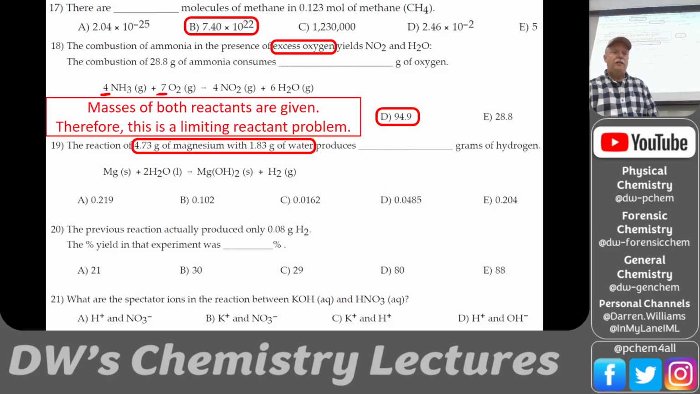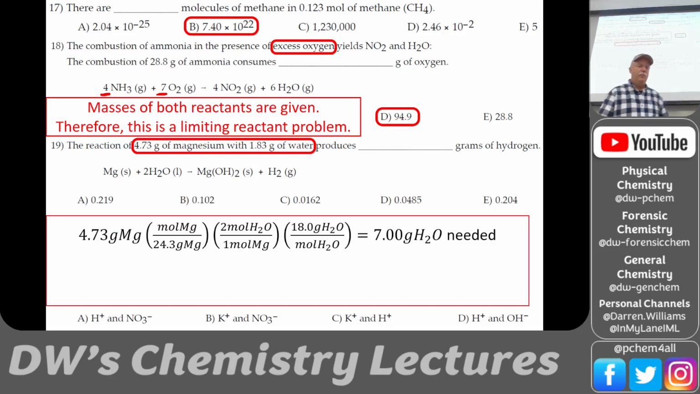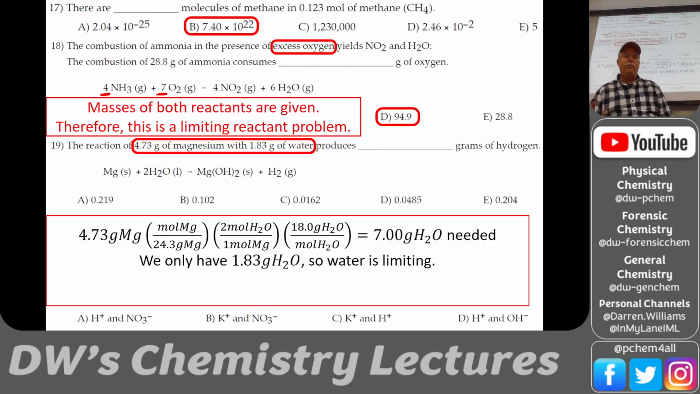Both masses of both reactants are given, therefore it's a limiting reactant problem. So I'm going to go from magnesium down the magnesium column, if you're picturing the table, and then up the water column, the other reactant, and see how much reactant I need. So I've got magnesium, I get out of that into moles, the 1-to-2 ratio, and then into mass of water, and I end up with 7 grams of water needed. Which is a problem because I only have 1.83 grams of water. So that tells me the water is going to run out before I run out of magnesium.